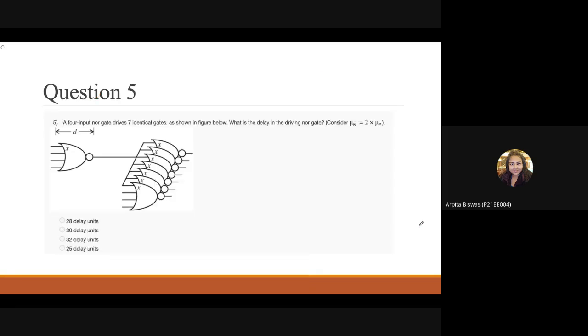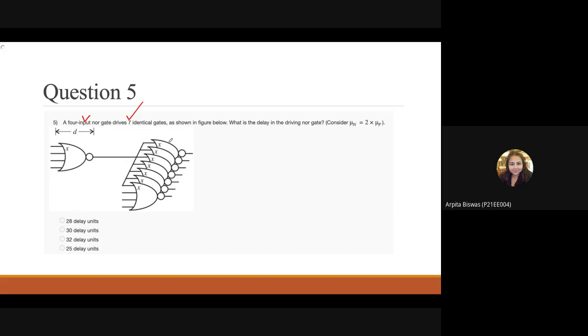So this is the next question. Question number 5. A 4 input NOR gate drives 7. So what is given here? A 4 input NOR gate means the parasitic delay is 4, right? Drives 7 means the h value. 7 is the h. And as shown in the figure, what is the delay in driving for the NOR gate?